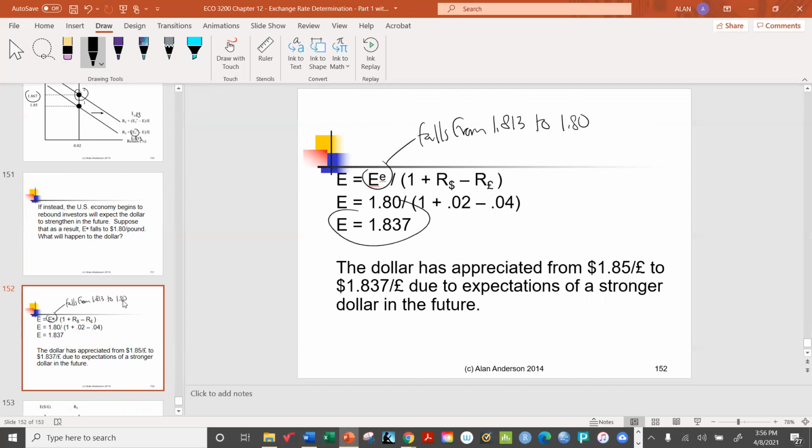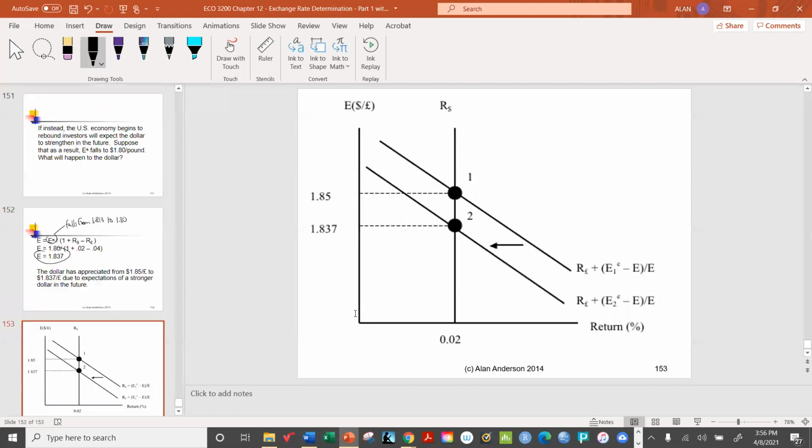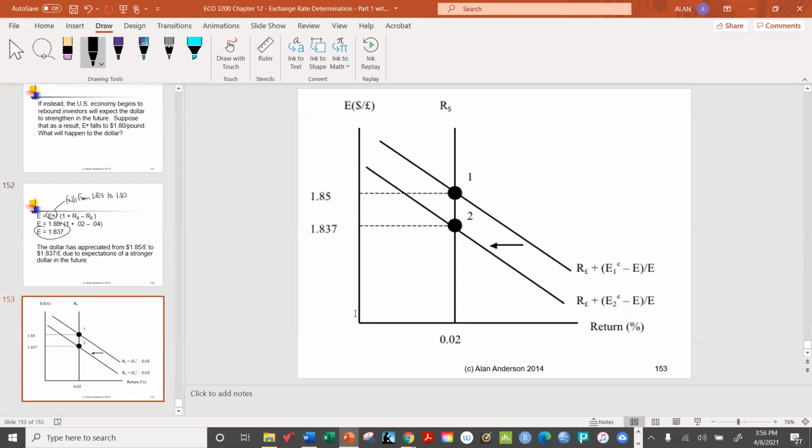and the result is that E is lower, which means a stronger dollar. And that means that that curve representing the return to the pound must shift to the left. And yes, it did. So again, here, this went from 1.813 to 1.80. And that's all it took to move the curve to the left. And all of a sudden, the dollar just got stronger.